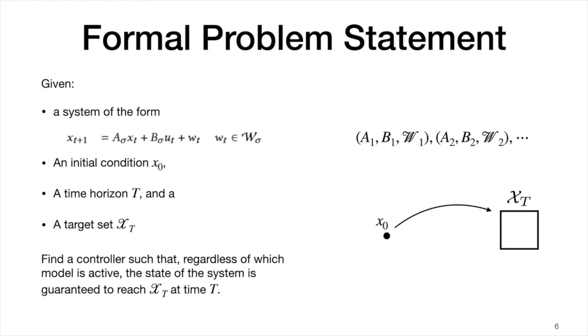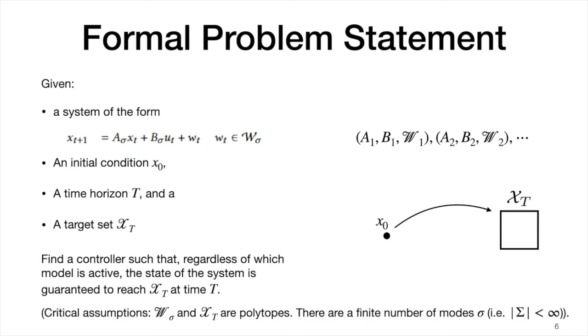Furthermore, I add the following assumptions. First, the target set and all noise sets, W, are polytopes. And second, that there are a finite number of modes or a finite number of tuples to consider. Let's take a look at an example of such a problem.